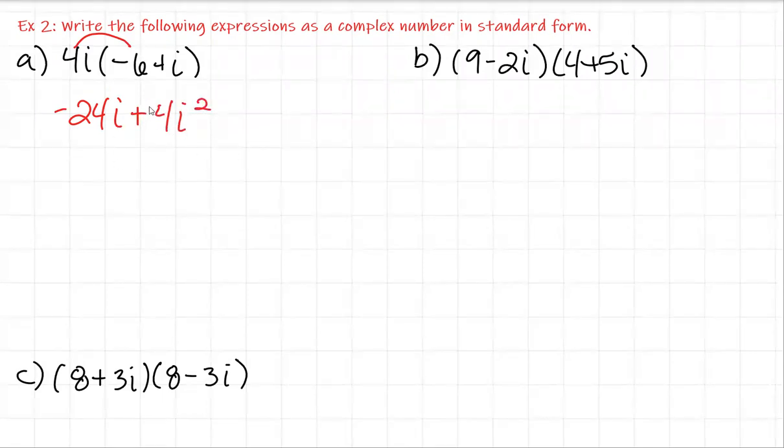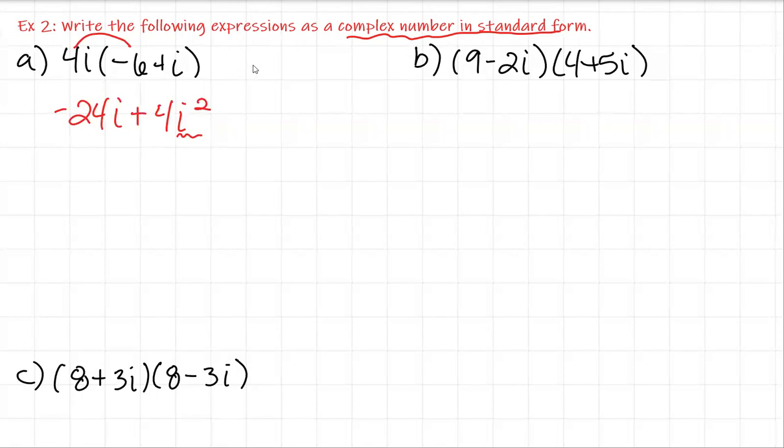Now we're not done here because we have to write it as a complex number in standard form. In my standard form, I need to have a real number and an imaginary number, or I can have just one or the other, right? But what I don't want is this i squared, okay? So I'm not done yet.